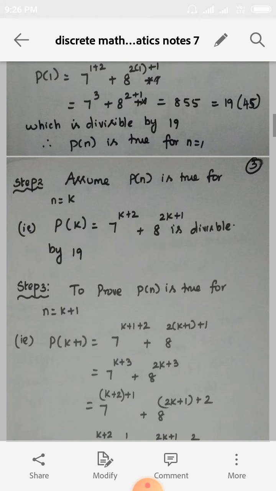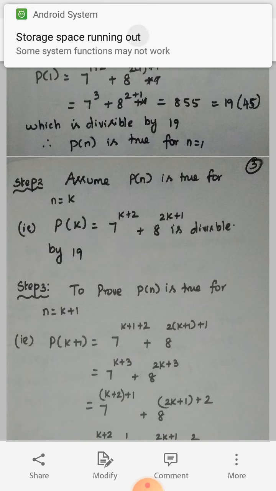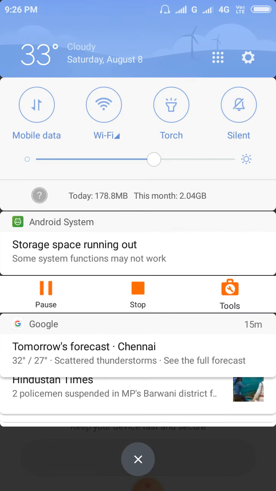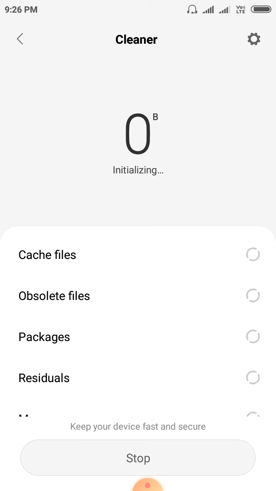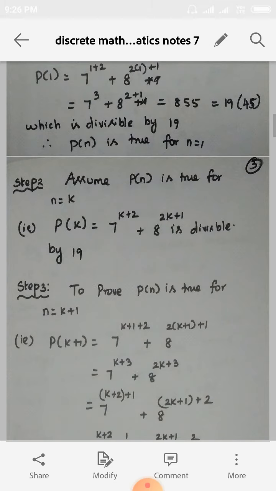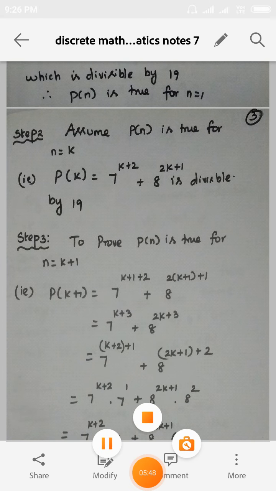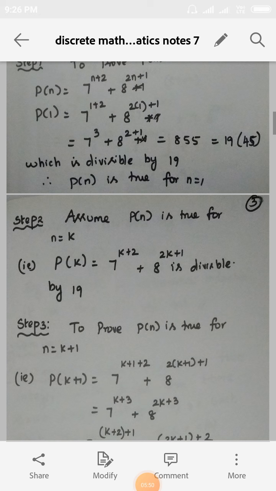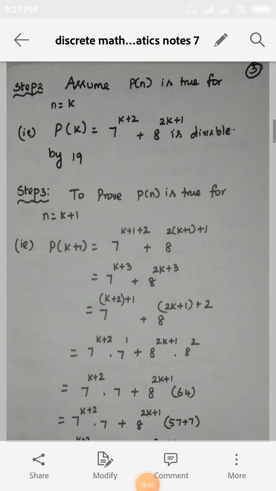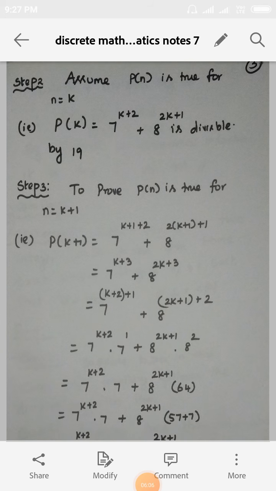Step 2, we have to assume p of n is true for n equal to k. So what is the assumption? p of n is true for n equal to k. Therefore p of k equals 7 power k plus 2 plus 8 power 2k plus 1 is divisible by 19. We have to assume that in step 2. Step 3, we have to prove it for n equal to k plus 1, that is p of k plus 1.